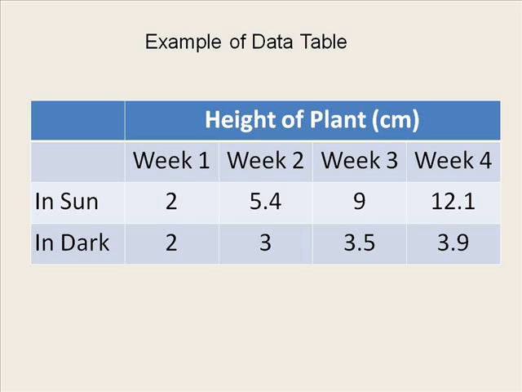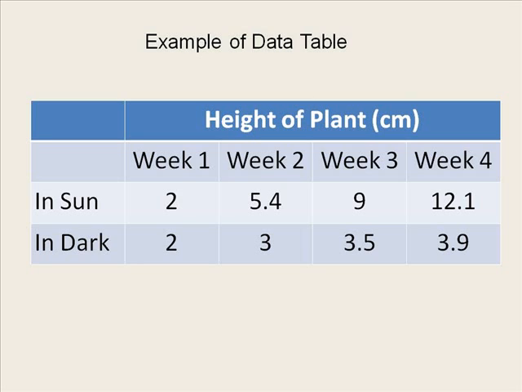Here's an example of a data table. With it, you'll notice that we have the independent variable, the dependent variable, and all of our measurements. In the far left column of the data table, you will see the words in the sun and in the dark. These are the locations for the plant. Since they are different, what you're doing different, that is the independent variable.